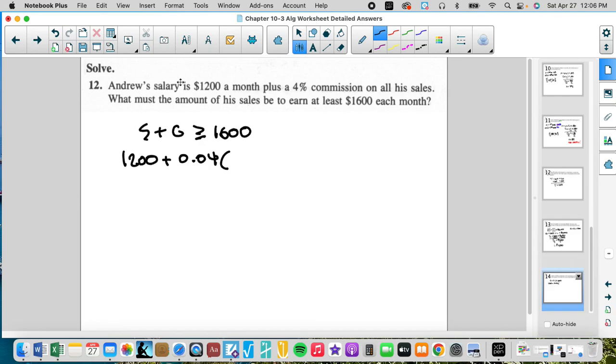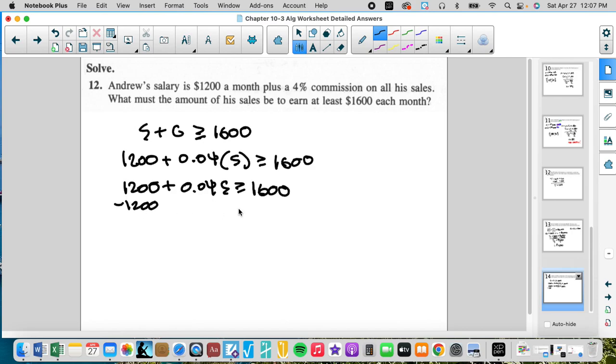On all his sales. Okay, so that's going to be S is greater than or equal to 1,600. So his base salary plus his sales. The rest of his paycheck consists of his salary plus his commission, and his commission is based on his sales. S is sales, different from salary. So we have this formula: 1,200 plus 0.04 S for sales is at least 1,600.